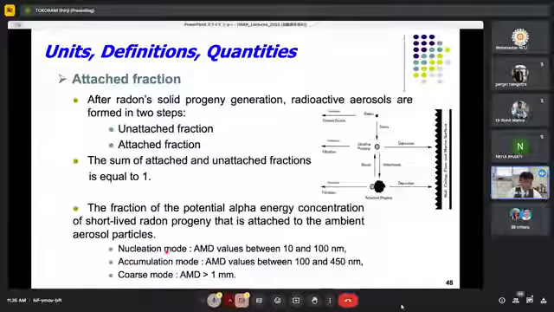The nucleation mode particle activity median diameter varies between 10 and 100 nanometers. Accumulation mode AMD varies between 100 and 450 nanometers, and coarse mode particles AMD is more than 1 micron. This is micron.